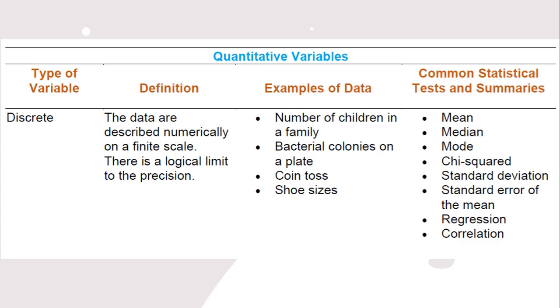Discrete, defined, finite, with an ending. So bacterial colonies on a plate, coin toss. Coin toss, you can have once, twice, and then each toss you have the probability of 1/2 because you can either have the head or the tail. So these are the common statistical tests and ways of summarizing the data: you can use the mean, median, mode, chi-square, standard deviation, and so on.